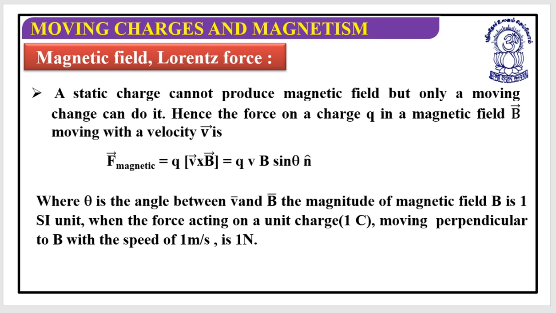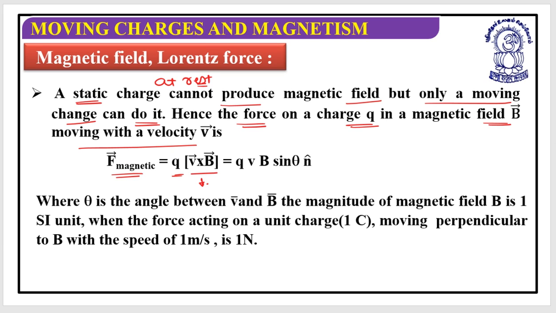What is the magnetic force all about? Let's have a look. It says that a static charge, that means a charge at rest, cannot produce a magnetic field, but only a moving charge can do it. Hence the force on a charge Q in a magnetic field B, moving with velocity V, can be written as F magnetic equals Q into V cross B. This is the cross product of the velocity vector and the magnetic field vector.